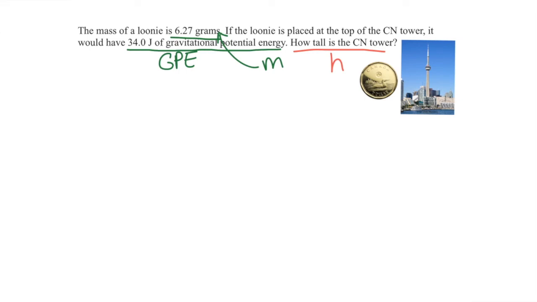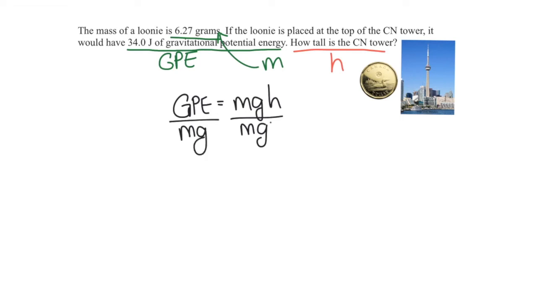And so I'm going to start off with that equation. Gravitational potential energy is equal to mgh, and I'm solving for h, so I'm going to divide both sides by mass and gravity, because that's going to cancel the mass and gravity there, and that's going to change this to gravitational potential energy over mass times gravity is equal to h.